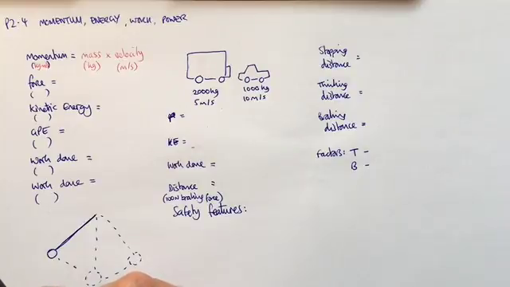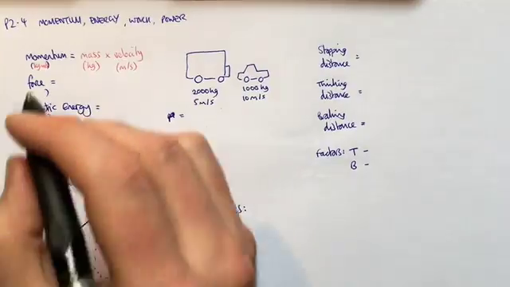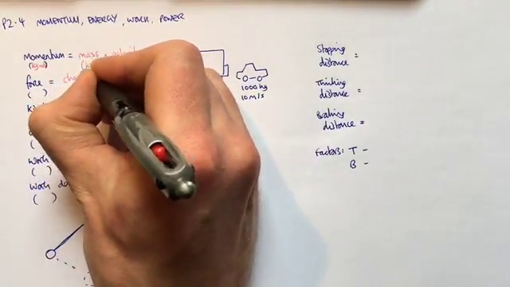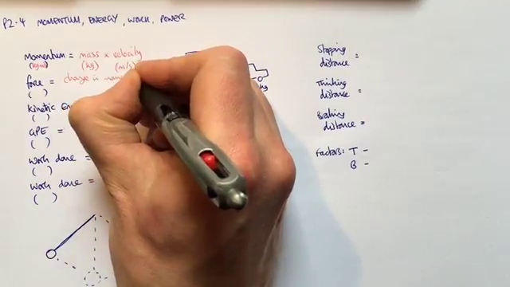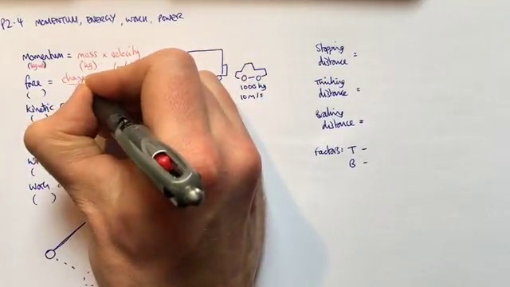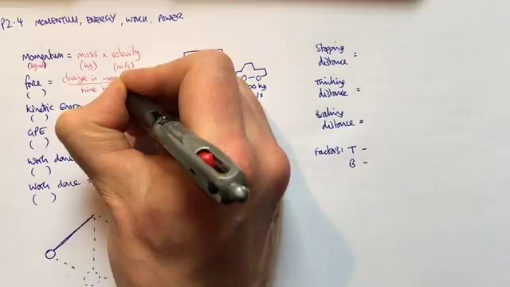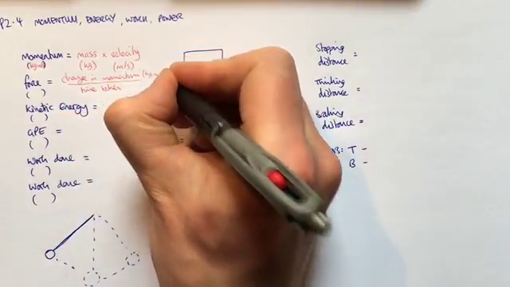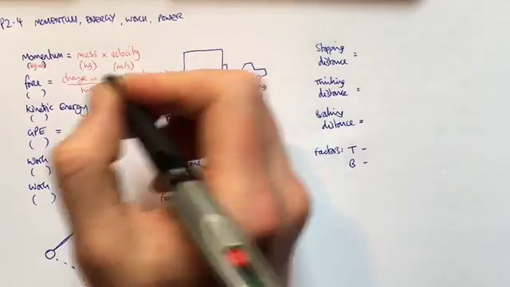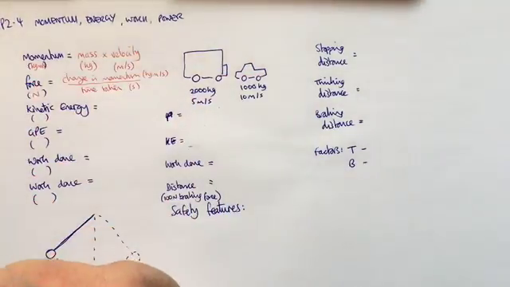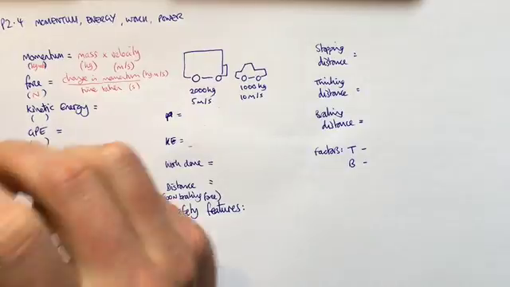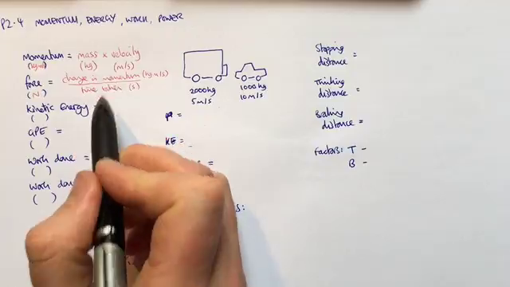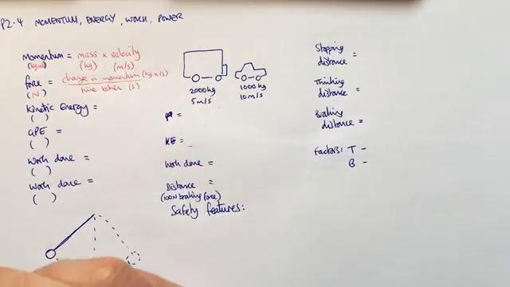With regards to force and changing momentum, we've got force equals the change in momentum divided by the time taken. So we've got kilogram meters per second and we've got seconds. That unit just works out to be in newtons, it's force. So this is going to be really important in a little while when we talk about car safety. Force equals change in momentum divided by time taken.